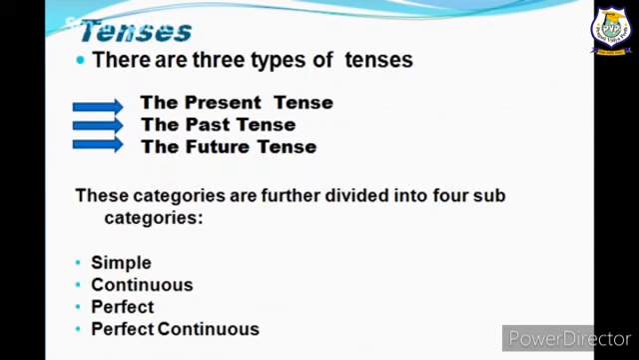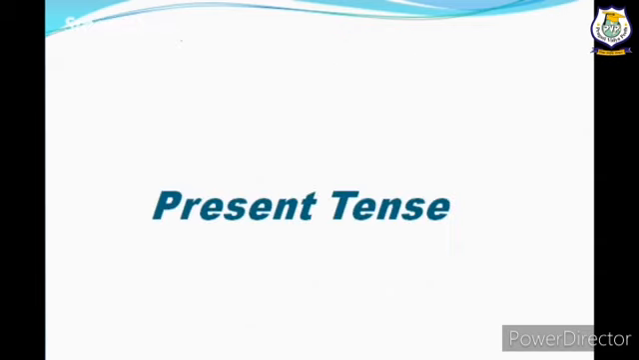Tense is a grammar term used to indicate whether a sentence or an action is in the past, the present or the future. There are three types of tenses: the present tense, the past tense, the future tense. These categories are further divided into four subcategories: simple, continuous, perfect and perfect continuous. Let's begin with the present tense. The present tense is used to describe things that are happening right now or things that are continuous.